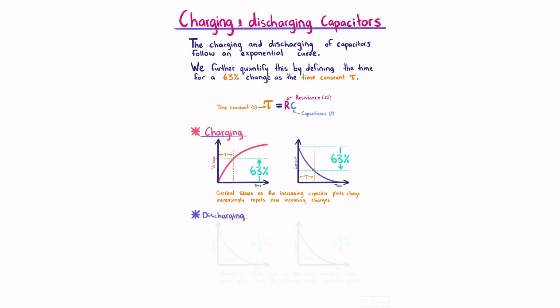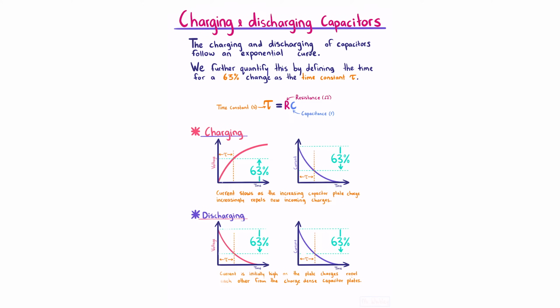For a discharging capacitor, we can once again visualize this on a voltage time and current time graph, where in this case our capacitor is initially charged, so the voltage is initially at maximum, and then decreases to 0, and at the point of a 63% change, we have of course reached our time constant. As for our current, the current is initially high as the plate charges repel each other from the charge-dense capacitor plates. And once again, the time for a 63% change is our time constant. Note that the graphs of current for both cases are the same, whereas for voltage they're inversed.